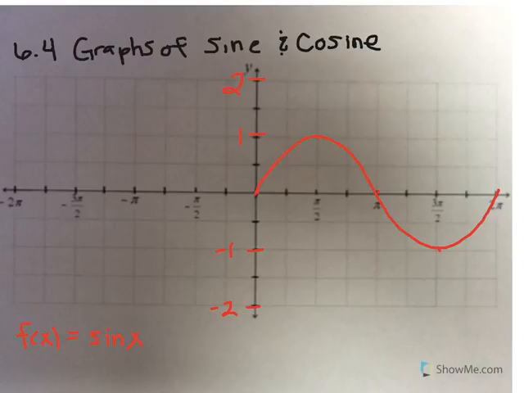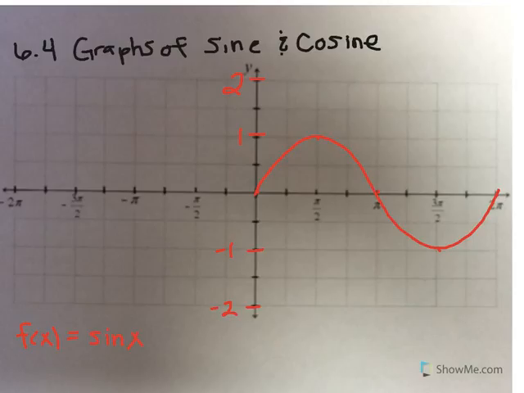This is 6.4, graphs of the sine and cosine function. This red graph that you're looking at, right down here at the bottom left, is f of x equals sine x. This is actually the parent function for all sine curves. You can manipulate and transform them just like any other quadratic function or linear function or exponential function.